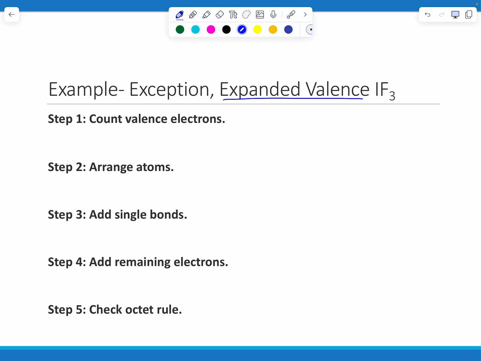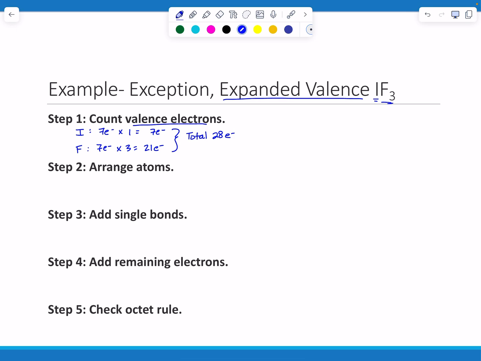All right, so let's count our valence electrons. Iodine is in group 7 as well as the fluorine, so both of them have 7 electrons. We've got 1 iodine atom, so that's 7, and then we've got 3 fluorines, so that's 21. So we have a total of 28 electrons.